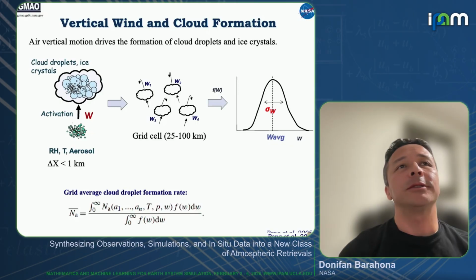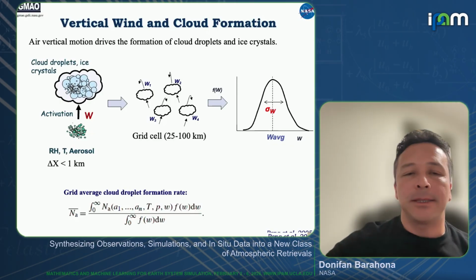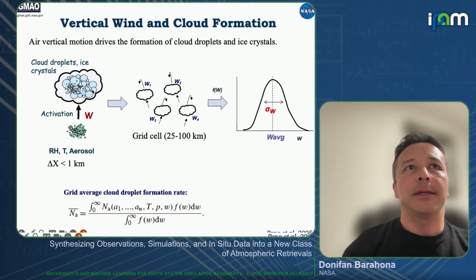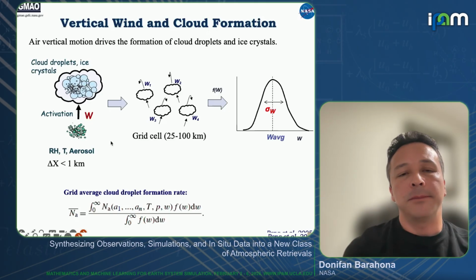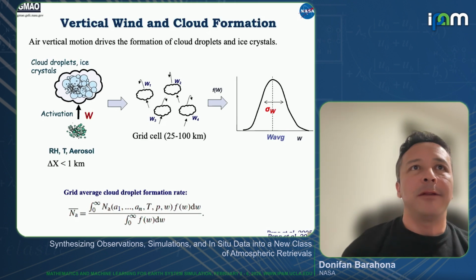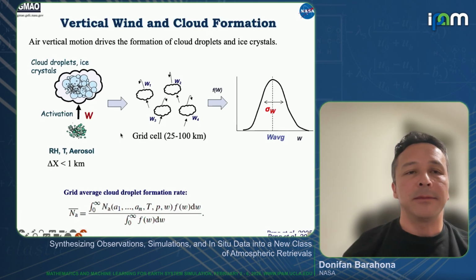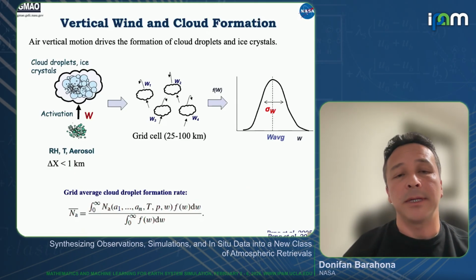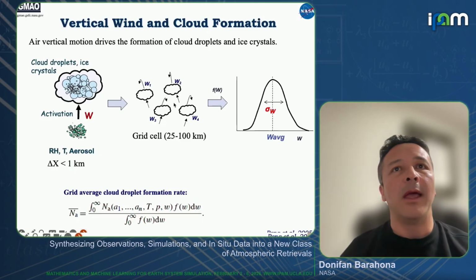As I mentioned just now, air vertical motion drives the formation of cloud droplets and ice crystals, right? So again, you have the aerosol, it gets lifted, and then eventually it goes into droplets. The thing about this is that the scale of this parcel is meters, probably between 100 and 1,000 meters. And our grid cell is, depending on the model you're talking about, between 25 and 100 kilometers.